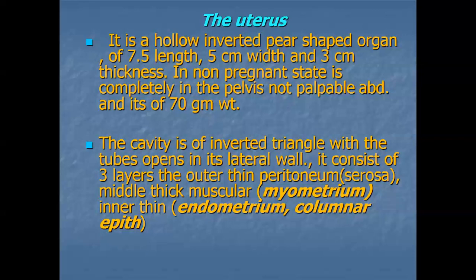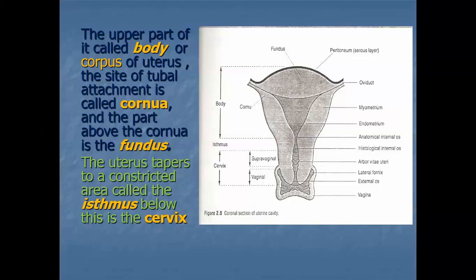The cavity of the uterus is an inverted triangle with the tubes opening in its upper lateral parts. It consists of 3 layers: the outer thin layer, which is called the serosa, the middle thick muscular layer, which is the myometrium, and the thin endometrium composed of columnar epithelium. And this picture shows you what we mentioned about the shape of the uterus and its layers.